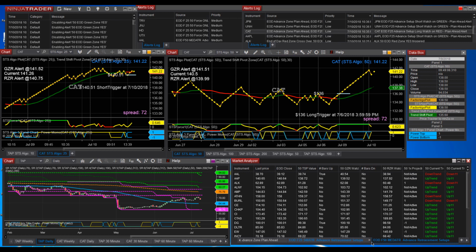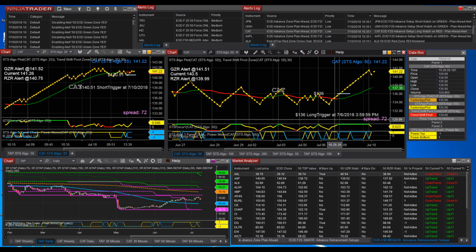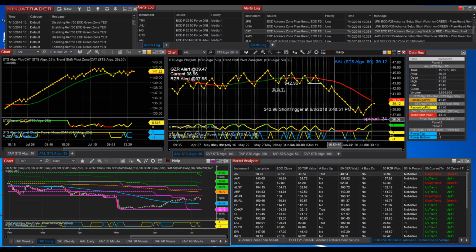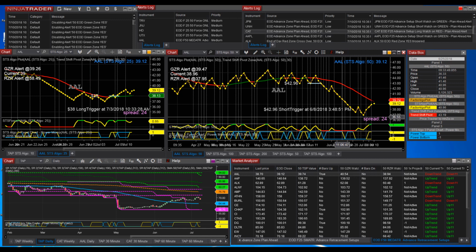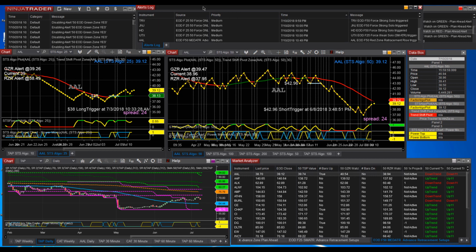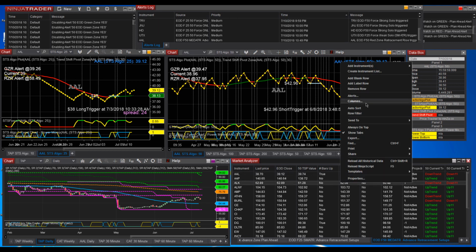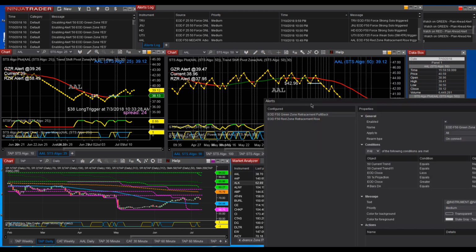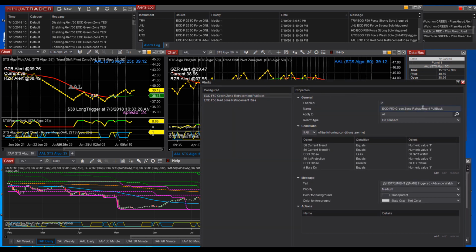I'm going to show you this chart, AAL. Now, I don't know that it's on an alert up there. I didn't look. Probably is. Although I don't see it. It's called a red zone retracement pullback, and a red zone or green zone retracement pullback, and a red zone retracement. I use the word rise so you know I was talking about a stock coming up into the red line.